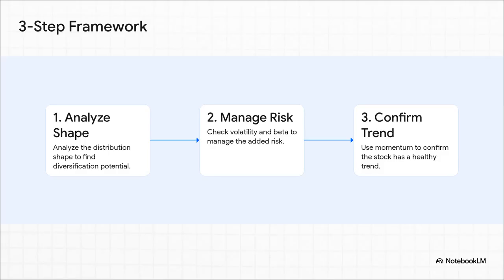So here's a simple 3-step framework you can use. Step 1. Use that distribution chart we talked about to find stocks with good diversification potential. Step 2. Check their volatility and beta to make sure the risk you're adding is actually manageable. And step 3. Check their momentum to make sure you're betting on a healthy underlying trend.